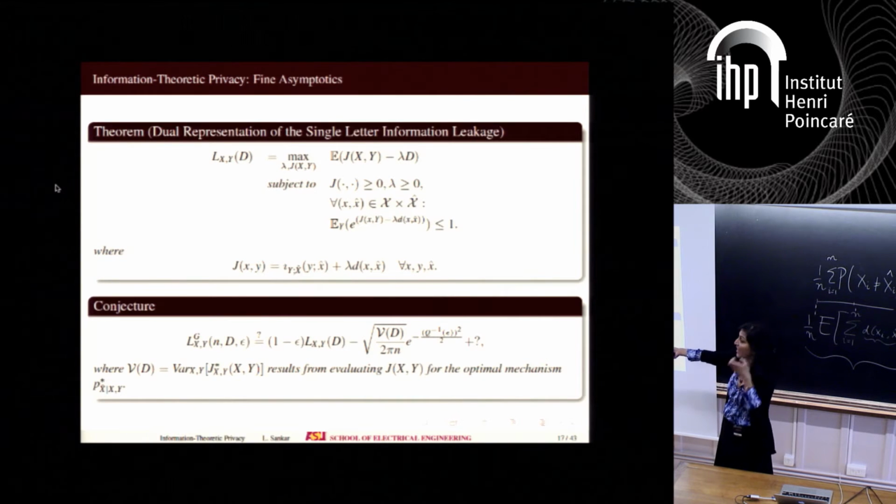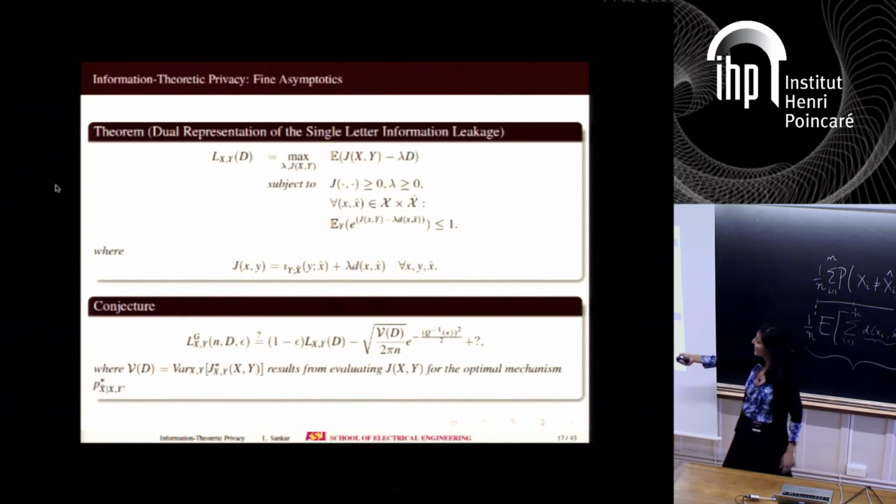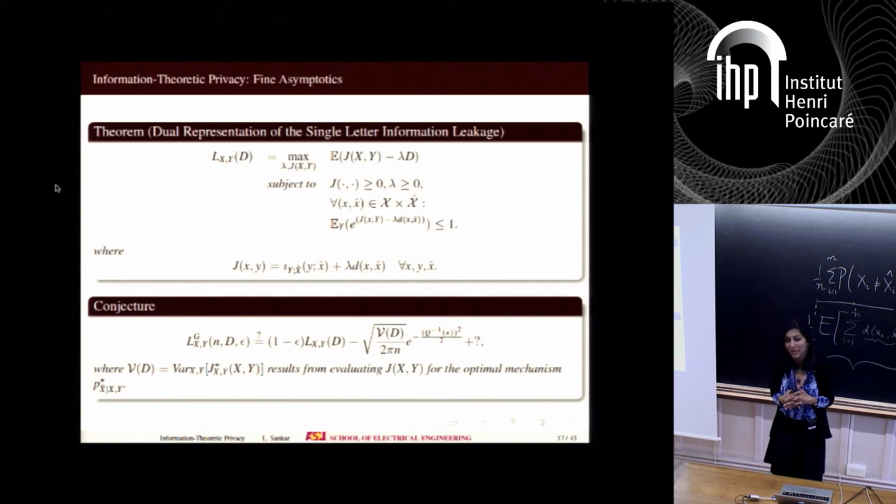You should get, again, this decrease by 1 minus epsilon, and you should get a second order term that's negative, and scaling is 1 over square root of n. We can either get this or this. We haven't been able to find a mechanism that puts it together.